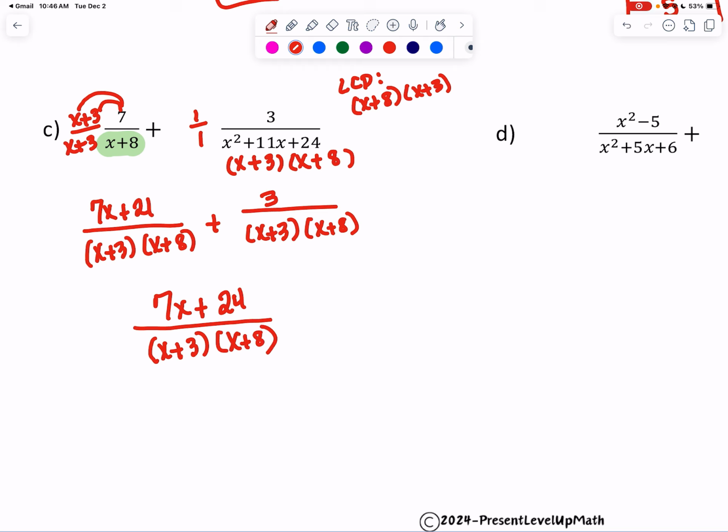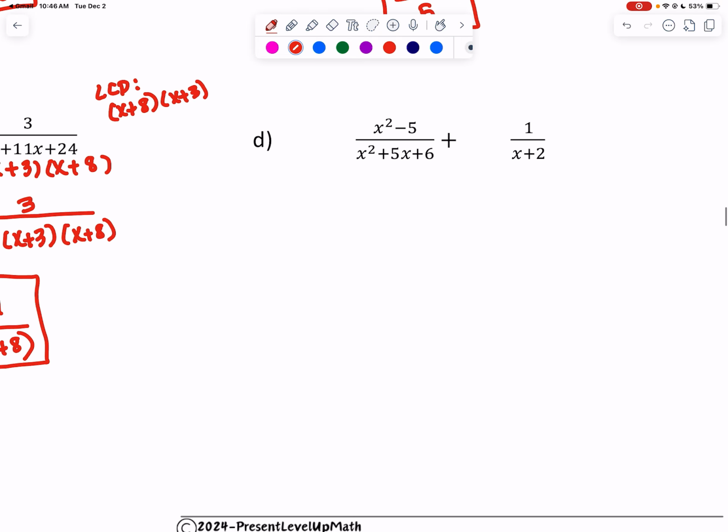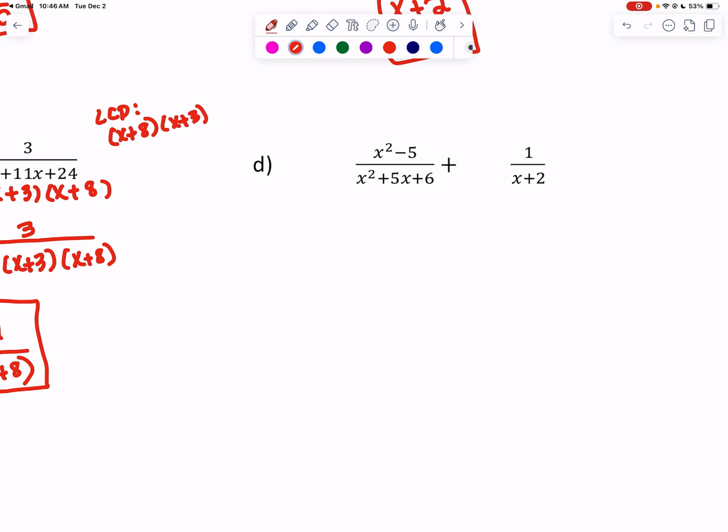Then you look at your numerator, 7x plus 24. Are there any common factors there that can be factored out? And for this problem, the answer is no. So you box in your final answer. All right, pause the video and try problem D on your own.